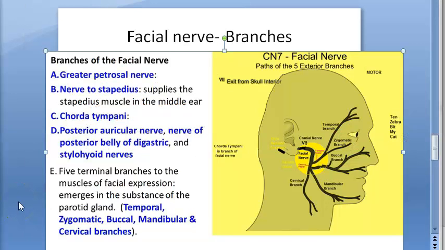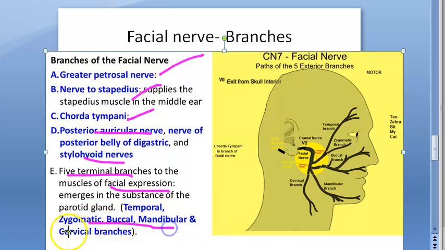Guys, remember, now this facial nerve has come out of the stylomastoid foramen, right? And there are a lot of branches of the facial nerve. You should know the branches. Okay. So the greater petrosal nerve is one of them. The first branch is this greater petrosal nerve. Then you have the nerve to the stapedius, chorda tympani nerve, posterior auricular nerve, right? Nerve of posterior belly of digastric, stylohyoid nerves. Then you have the five terminal branches for facial expression. Okay. So this is temporal, zygomatic, buccal, mandibular, cervical branch.